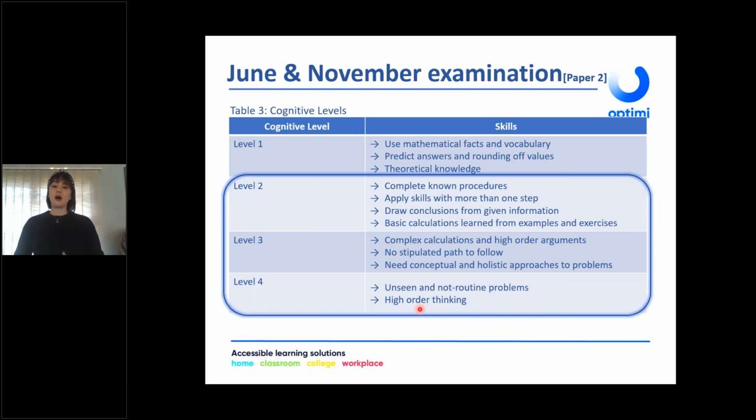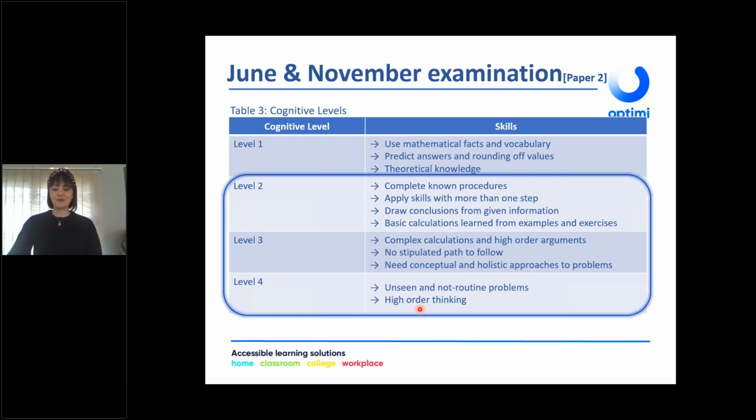Now, just to give you an example of a level four, it can be to choose a strategy to compare the cost of two electricity systems in order to determine which system is the most cost effective. So you will need to decide, are you going to make use of a graph? Are you going to make use of a table? How are you going to compare the two systems in order to draw a conclusion as to what system will be the most cost effective? So once again, higher order thinking, multiple steps that you will need to make use of in order to solve these problems.